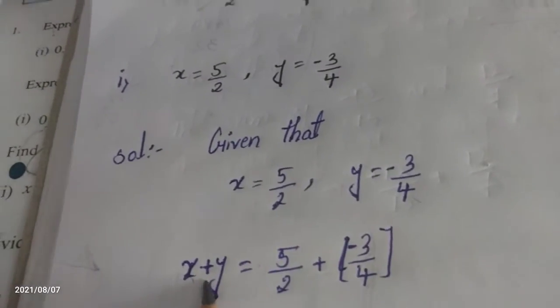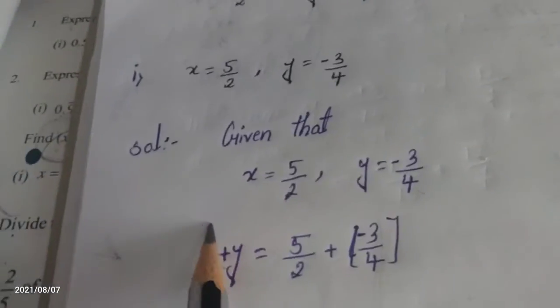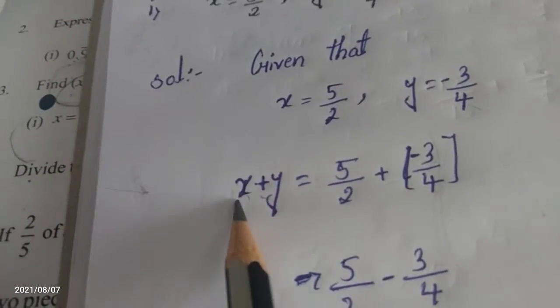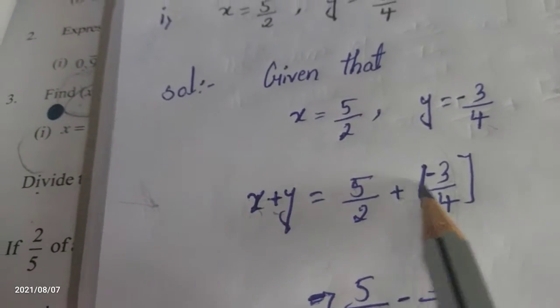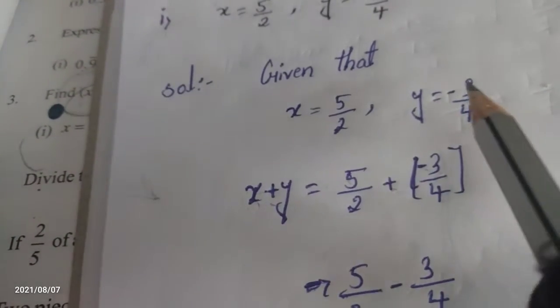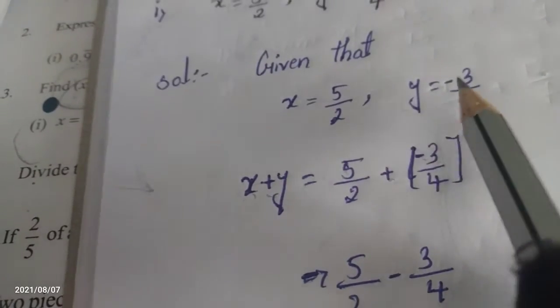What is x plus y? What do we have to find? x plus y means x plus y. What is x? x is 5 by 2. Plus is as it is here. What is y? Minus 3 by 4. y is equal to minus 3 by 4.